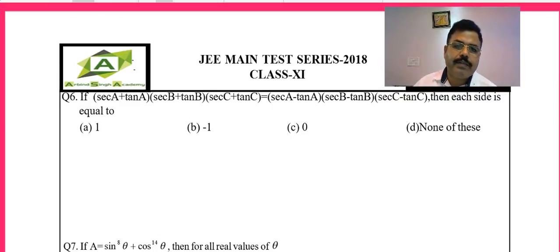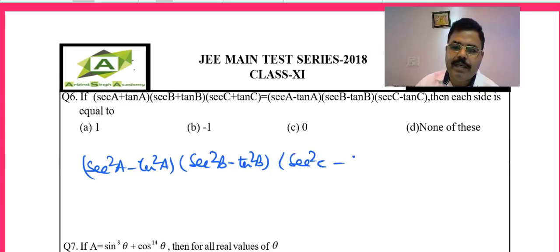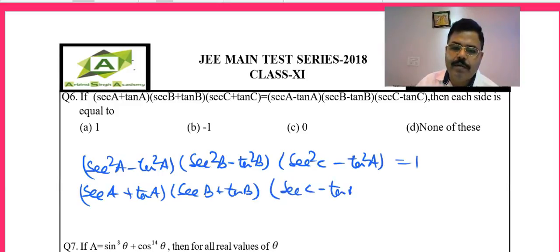You know, sec square a minus tan square a, I can write sec square a minus tan square a, and that can be written as sec square b minus tan square b, and that can be written as sec square c minus tan square c, is equal to 1 into 1 into 1, that is 1, because sec square, that further can be written as sec a plus tan a and sec a minus tan a. Sec b plus tan b from here and sec c minus tan c from here. Tan c, this is c, sorry. This is tan square c.